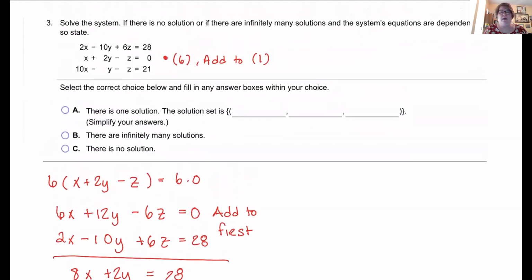Now I'm going to go back to my three equations, and again I'm going to do the same thing to equation 3 and add that to equation 1. So I'm going to multiply the third equation by 6, and then add that to the first equation. I eliminated z from the first two, and now I am eliminating z from the first and the third. So multiply both sides of the equation by 6.